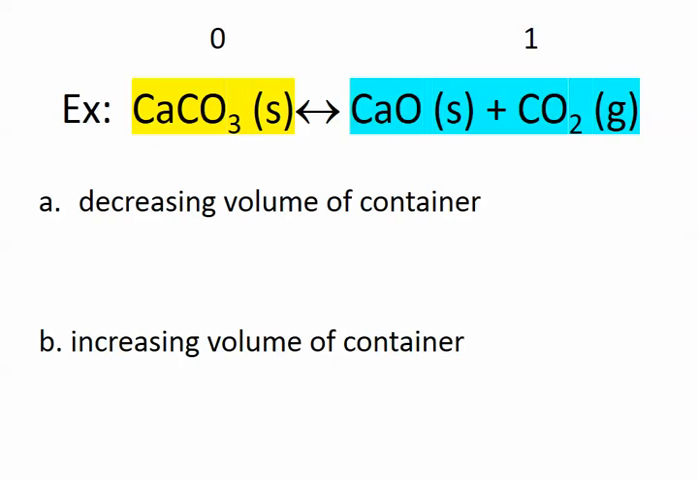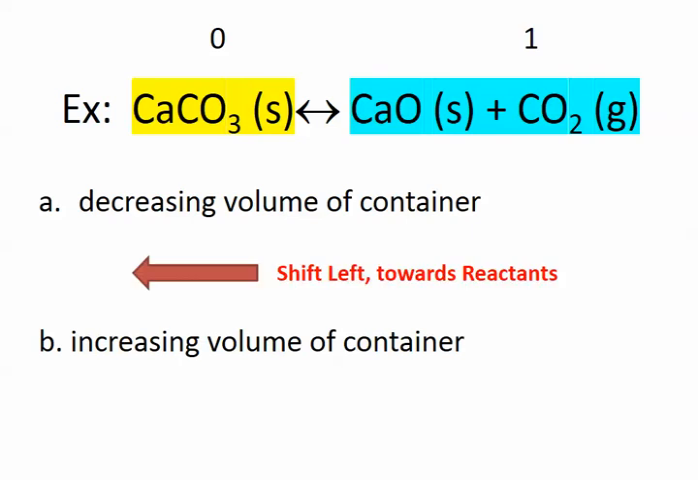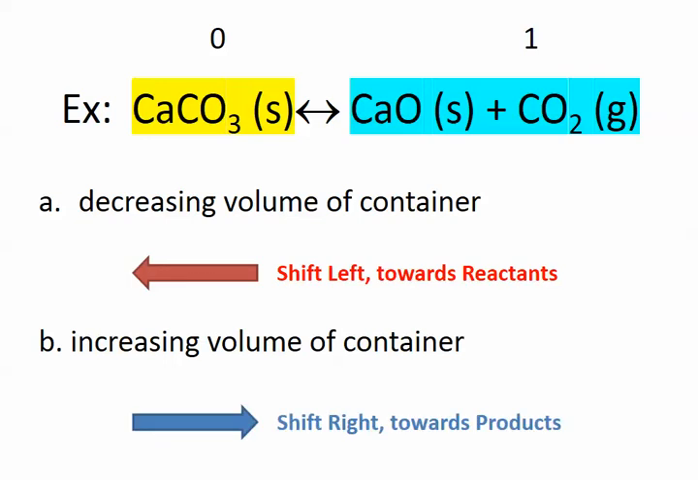Thinking about it in terms of a chemical reaction, in this reaction we have solids and gases. So on the reactant side we have solids only, so there's 0 gas particles. On the product side we have 1 gas particle, the carbon dioxide. So if we decrease the volume of the container, we're going to shift left towards the reactants. Why? Because there's less gases over there. So we're shifting to that side. If we increase the volume of the container, we're going to shift right towards the products to try to fill the space.